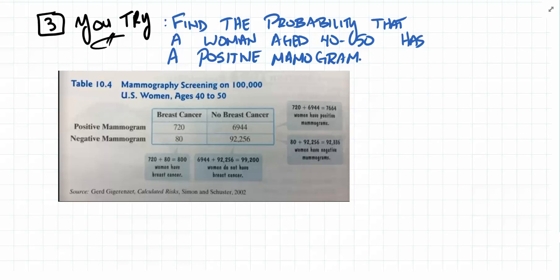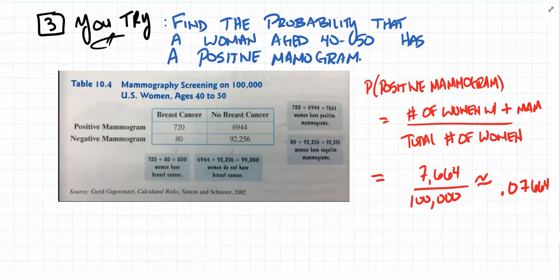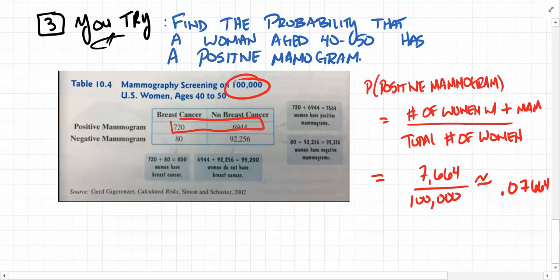Box number 3 is a you-try. It says, find the probability that a woman aged 40 to 50 has a positive mammogram. So we're talking about, of all the people, the probability that they have a positive mammogram. Hopefully you got the right answer of 0.07664, or 7,664 out of 100,000. We want the total number of women that have a positive mammogram, so we take the sum total of these two and divide it by the grand total in the study, which is 100,000. You can either leave it as a fraction or turn it into a decimal.